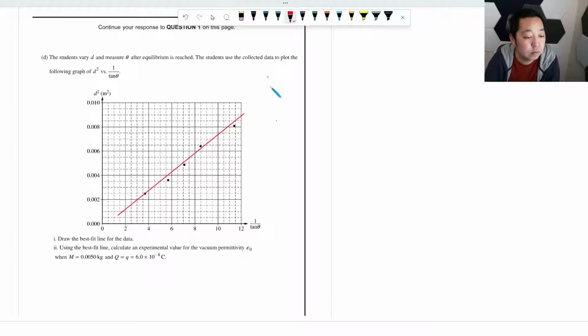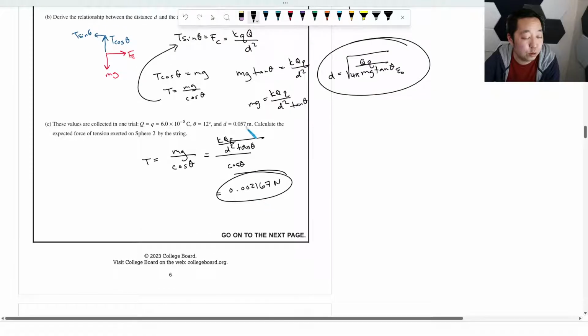Oh, that's good. Okay, yours could probably be better than that. Okay, so they loved it this year. They just wanted you to understand how to do linearization more than anything.